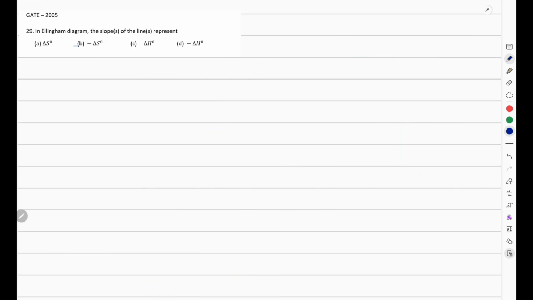So the first question here is from GATE 2005. According to the question, in the Ellingham diagram, the slope of the line represents what. Just now we have seen the formula delta G naught equals delta H naught minus T delta S naught. And we have drawn the graph as y equals c plus mx. So from this we can see that the slope is negative in this case. M is the negative of delta S naught. So option B is correct for this question.